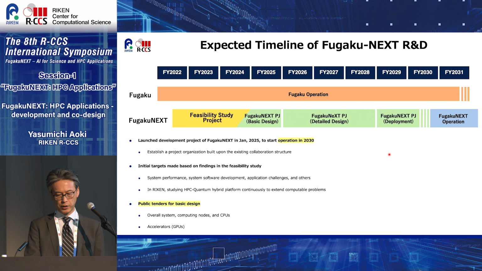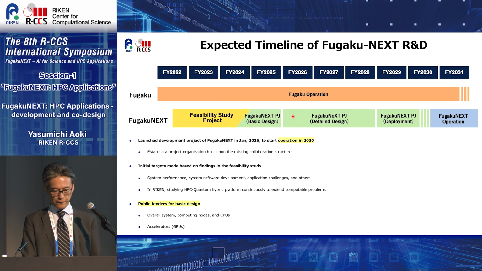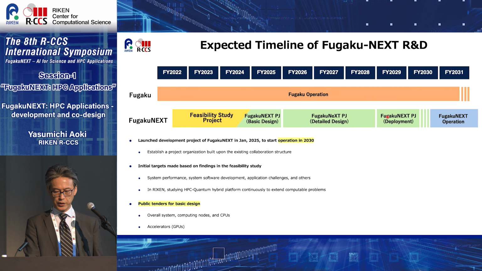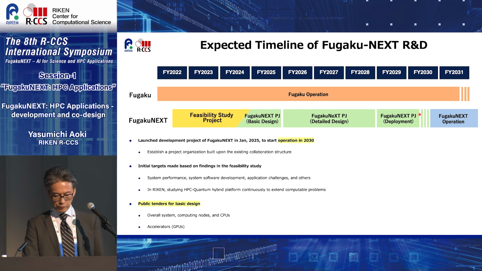This is a timeline of the FugakuNEXT research and development, starting from fiscal year 2022, 3 or 4 years ago already. The feasibility study was started in the middle of the year 2022, and now we are in the basic design phase. In the next fiscal year, from April this year, the detailed design phase will start, and eventually it will be connected to the full operation of the FugakuNEXT in the year 2030.